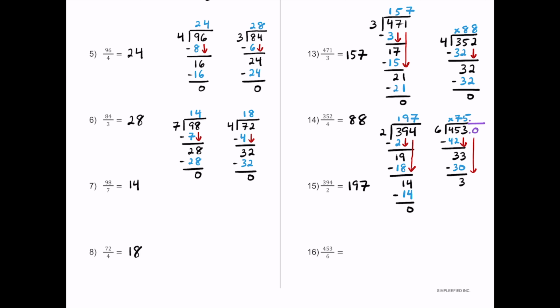So this 0 is going to come on down, so it's 30, and 6 goes into 30 5 times here. So we're going to end up putting a 5 right over here. 5 times 6 is 30. And finally, we have a remainder of 0 at the bottom. But our answer was not a whole number, right? Our answer here is going to be 75.5, or 75 and 1/2 if you prefer to write it as a fraction.